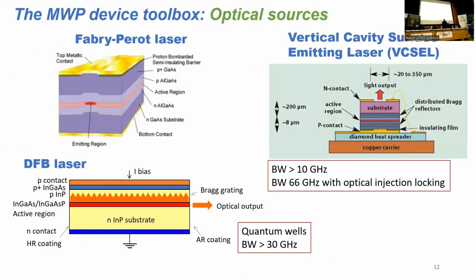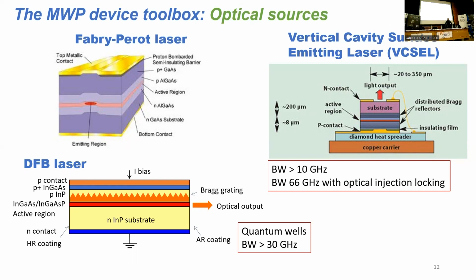So for the transmitters, there's a wide range of elements that we can use, from the more standard Fabry-Perot lasers to single-line DFB lasers and vertical cavities. Each of these options has different possibilities or different characteristics.